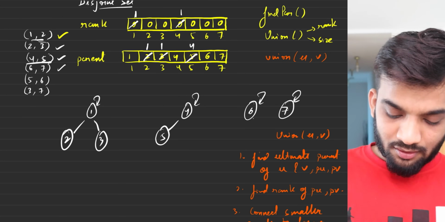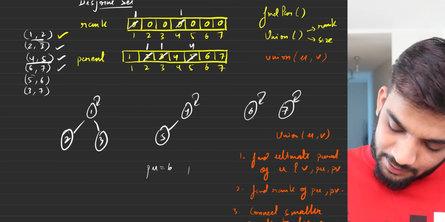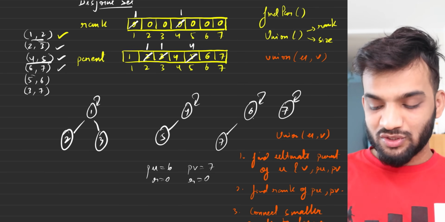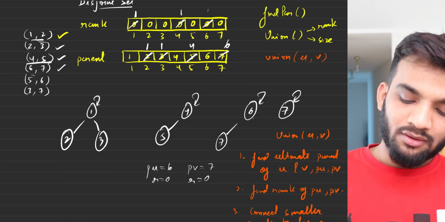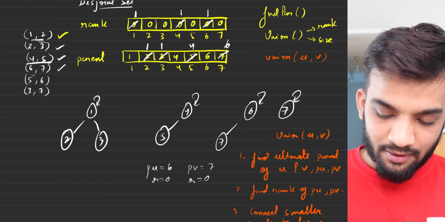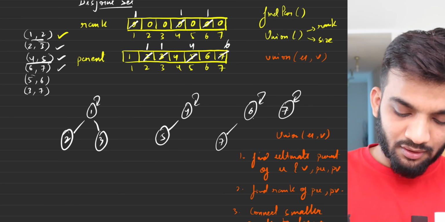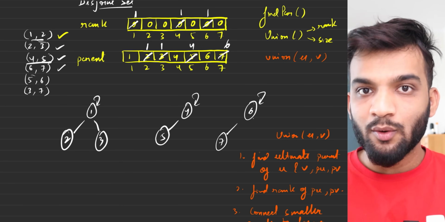So what is the next thing? Connect 6 and 7. The ultimate parent of 6 is 6, the ultimate parent of 7 is 7. The ranks are 0. So what you'll do is connect 7 to 6. You'll update 7's parent to 6. You'll update the rank of 6 to 1. This is how you can easily connect them. Perfect. Done. So apparently I can just remove this as well. So as of now, this is where we stand.